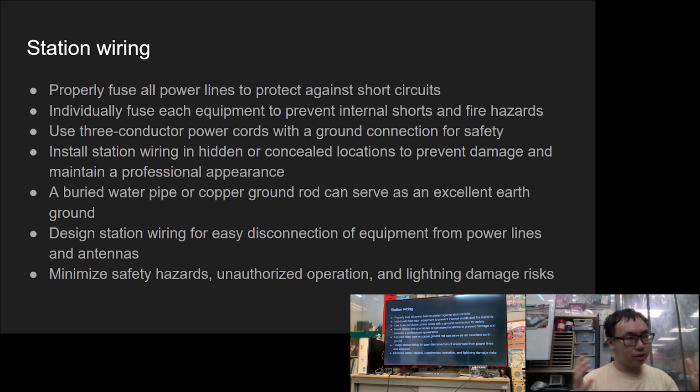Earthing, we'll talk about earthing at a later time, so we are not going to talk about it. Easy disconnection of the equipment from power lines and antennas. Sometimes our antennas are put outside, so if there are any problems, we have to make sure all the equipment here can be removed easily. So if you really need to remove the equipment, your wiring should make it easier to pack all your setups. Okay.